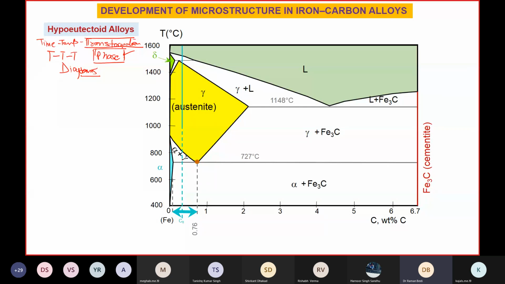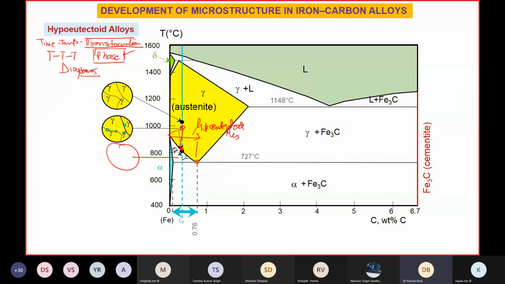If you remember this part of the iron carbon diagram, for this particular composition, which is in the hypoeutectoid region, when you start cooling it, the transformation happens when it hits the alpha plus gamma line. In this region you have a phase which is alpha plus gamma. So you have a lot of gamma phase in which alpha starts precipitating. Obviously, this precipitation will take time. It is not an instantaneous process.